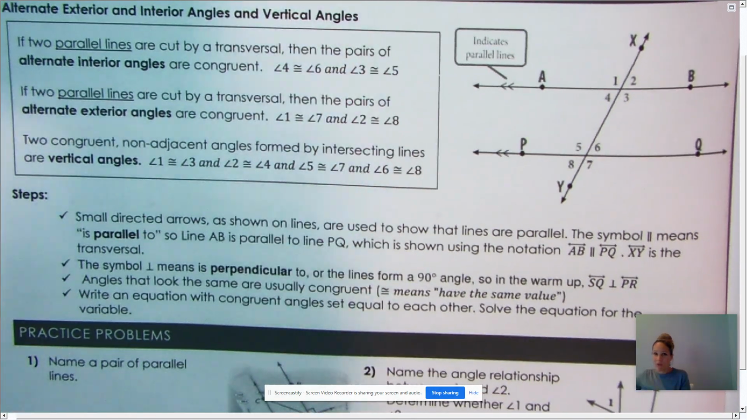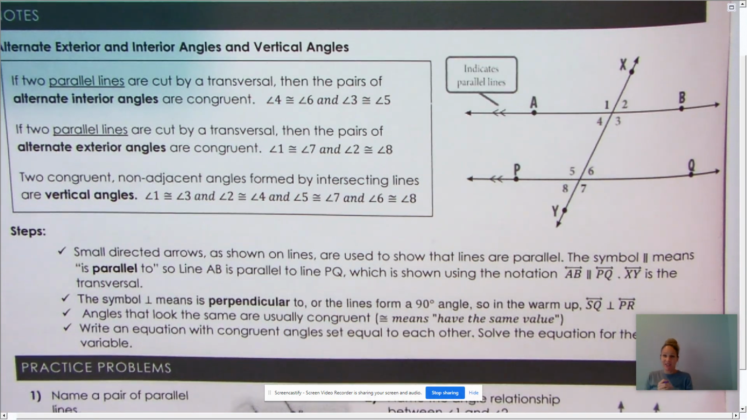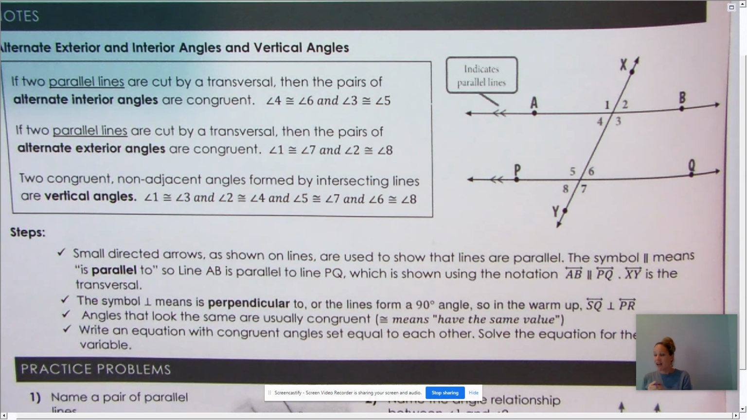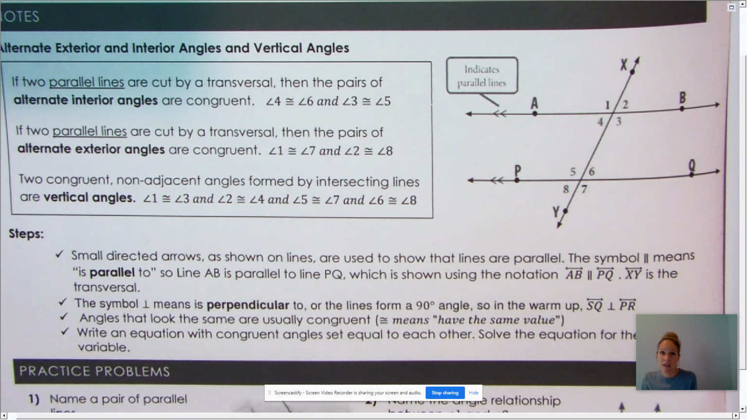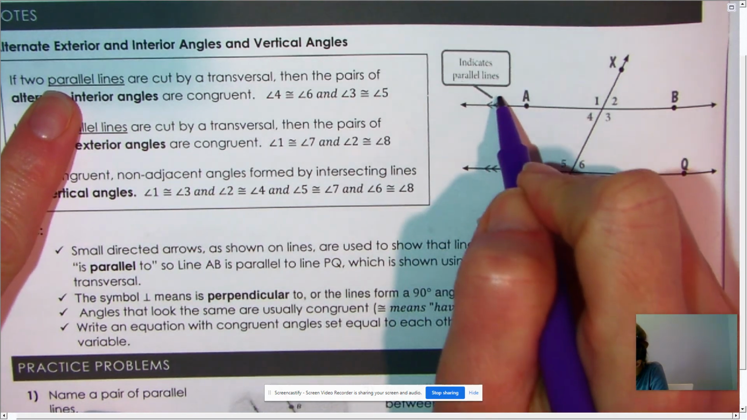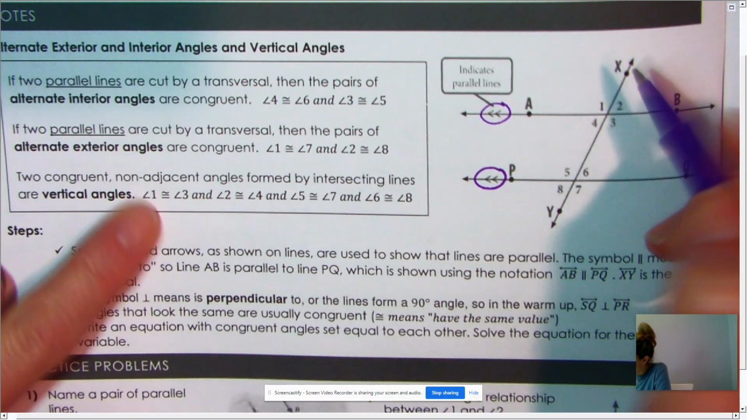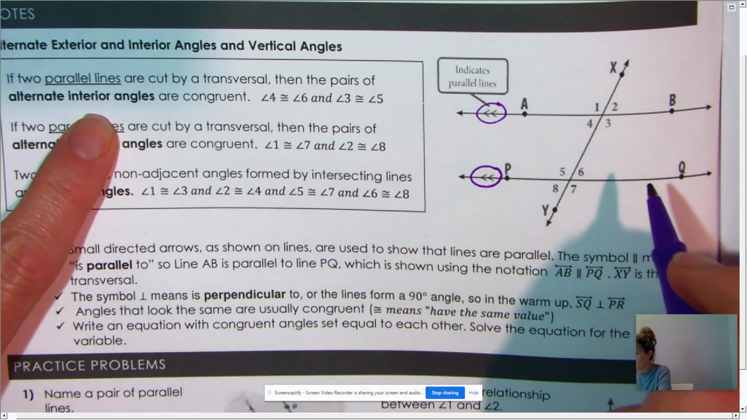So we have another opportunity to apply our equation solving skills onto a geometry unit. And so we're going to look at alternate exterior and alternate interior angles that are formed by parallel lines cut by a transversal. Well, something transverses something, it goes through it. So if two parallel lines, so this is the symbol that means that the lines are parallel to each other. So if two parallel lines are cut by a transversal, then the alternate interior angles are congruent.